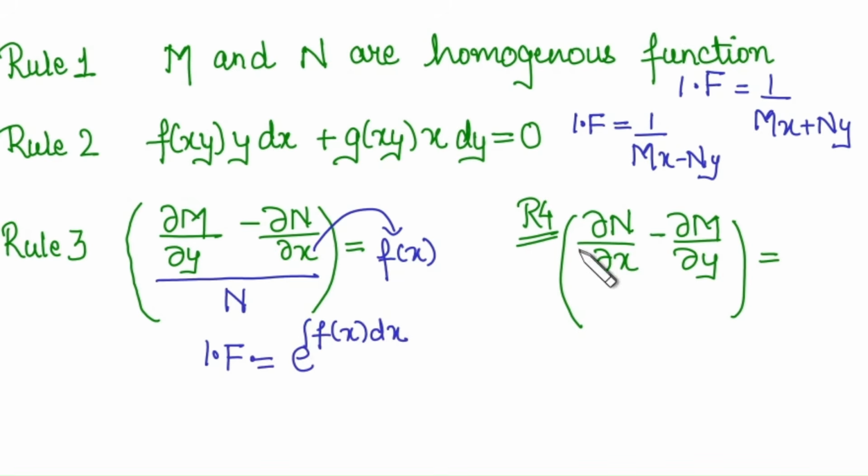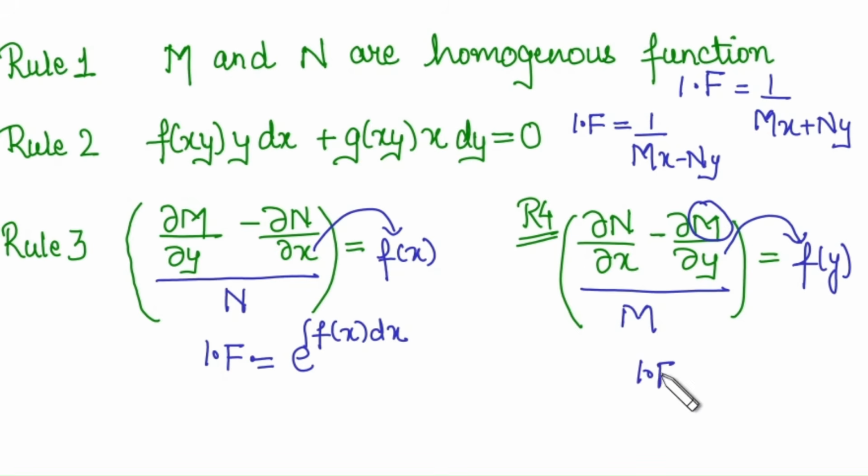Whereas if we are taking the difference in this way, in that case we are dividing by M and it must result in a function of y. In this case, the integrating factor is calculated as e raised to power integration of the function f(y) with respect to y. Now suppose none of these rules are applicable, we can use rule number 5, which is a special form method.